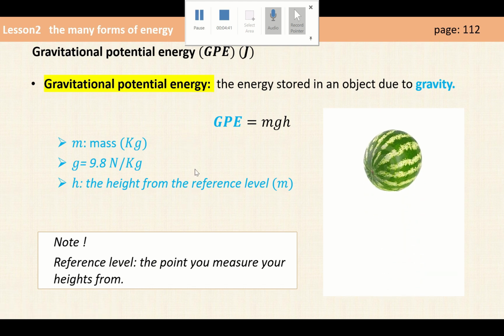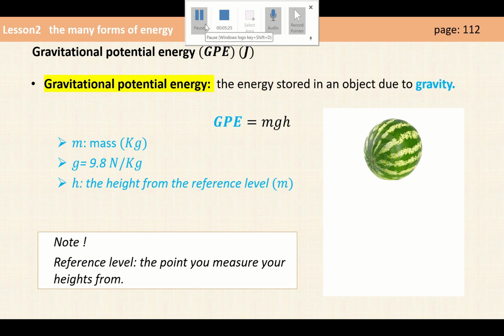Now be careful about the reference level. Reference level is the point or the surface you measure your heights from, and it can differ from one situation to another. So for example, I can measure the height of a light bulb from the surface of the ground. Another person can measure the height of the light bulb on the ceiling from, for example, the table as the reference level. If you change the reference level that you measure the height from, the amount of the gravitational potential energy will change as well, because as you can see, it depends on the height, which can be measured according to a reference level. And we will see an example at the end of the video.